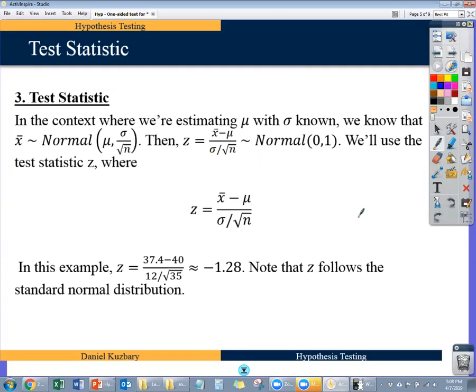The next part of a hypothesis test is called the test statistic. The idea of a test statistic is unique to each situation, and it's going to come from our central limit theorem results that we use to construct confidence intervals and to find probabilities. So in the context where we're estimating mu with sigma known, we know that X bar has a normal distribution with mean mu and standard deviation sigma over square root of n. This comes from the central limit theorem.